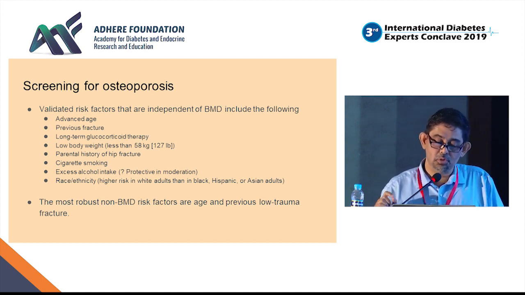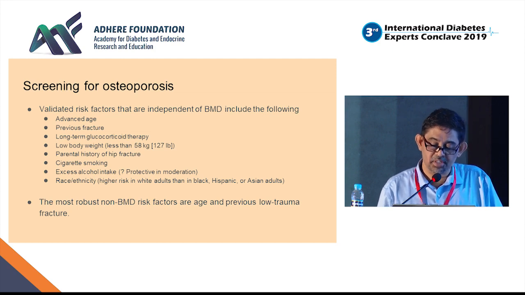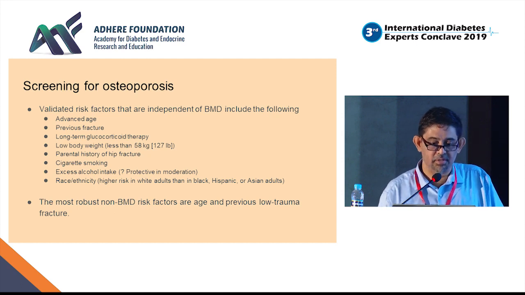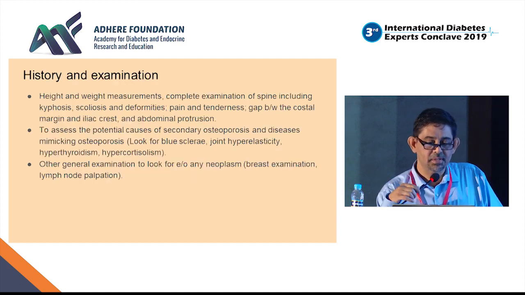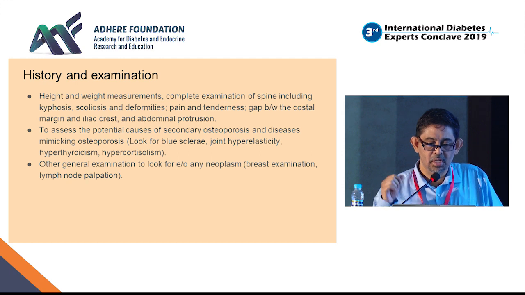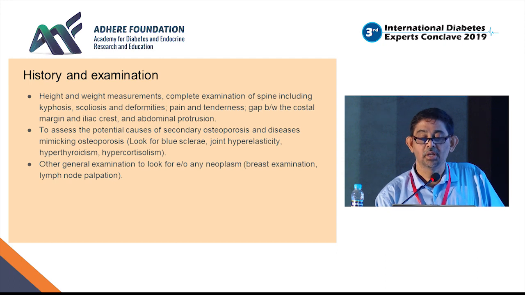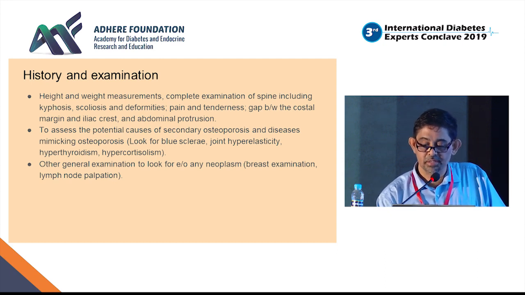Remember that the most robust non-BMD risk factors are age and the existence of a previous fragility fracture. Anyone who has had a fragility fracture is a very, very high-risk patient for having another fragility fracture. History and examination, just like any other disease, is important. Height and weight measurement, a complete examination of the spine. Spine is incidentally a very, very important thing that you need to look at clinically. You need to look for kyphosis, scoliosis, or deformity, localized pain and tenderness.